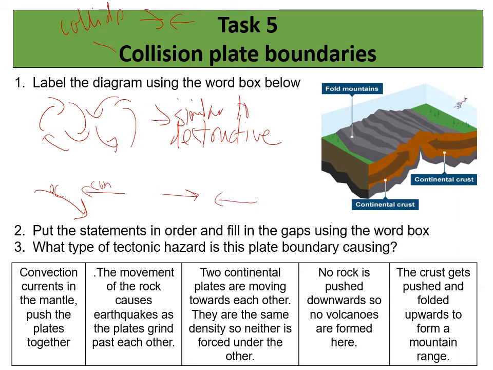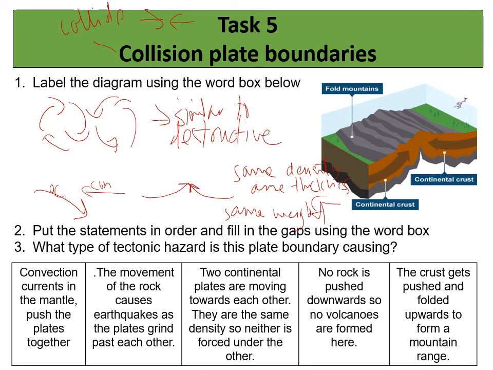So remember that if they're both continental plates, they're going to have the same density, they're going to be the same thickness, and they're going to be the same weight. So they're not going to be able to force one or the other down. They actually force each other up. So as the plates collide, they are forced upwards. And that leads to what we have here, fold mountains.